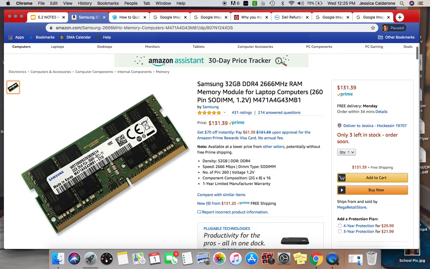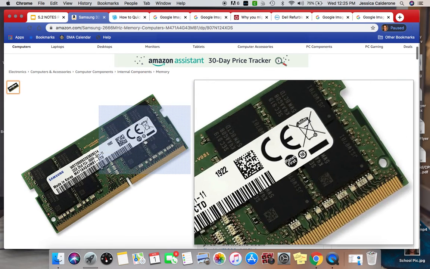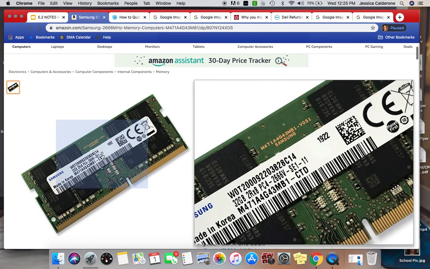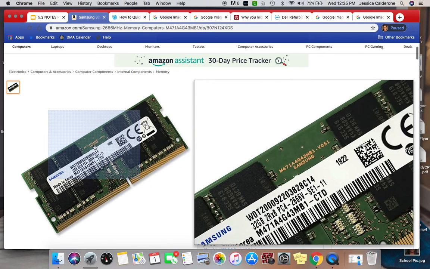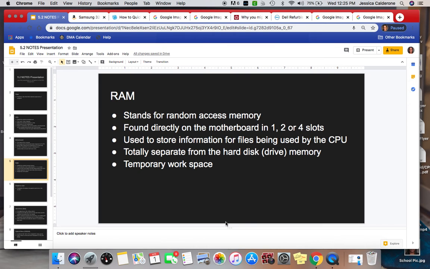And here's what a RAM card will look like, okay? And just like we showed you on the motherboard, okay, there are different slots that the RAM are going to fit into, okay? So depending on the size of your computer, you are going to have 1, 2, or 4 slots for RAM, which it says right here. Okay, that is, the RAM stores the files that are used by the CPU, and it's short-term temporary workspace. Okay, so short-term temporary workspace.